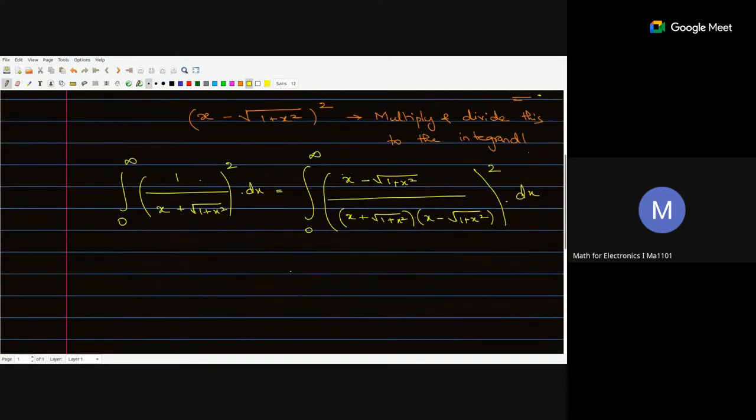Both work. Now, what happens to the denominator? x squared minus (1 plus x squared). So it is (a plus b) into (a minus b). What will it become? a squared minus b squared. Here a is x, so this will become x squared minus b, which is square root 1 plus x squared, whole squared.